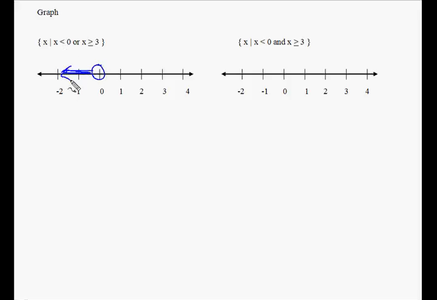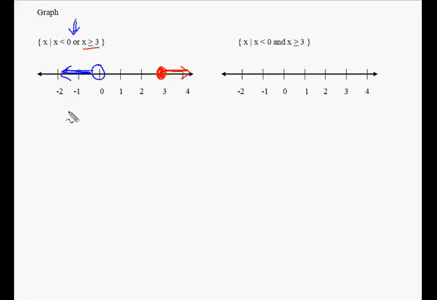Then it has this OR statement, which means we're going to graph anything and everything that's included here. So we're also going to graph x is greater than or equal to 3. This or equal to means that you want a solid circle at 3 and you shade to the right.